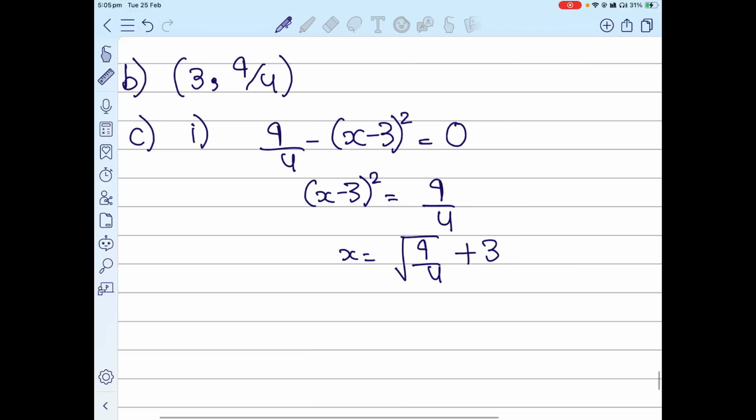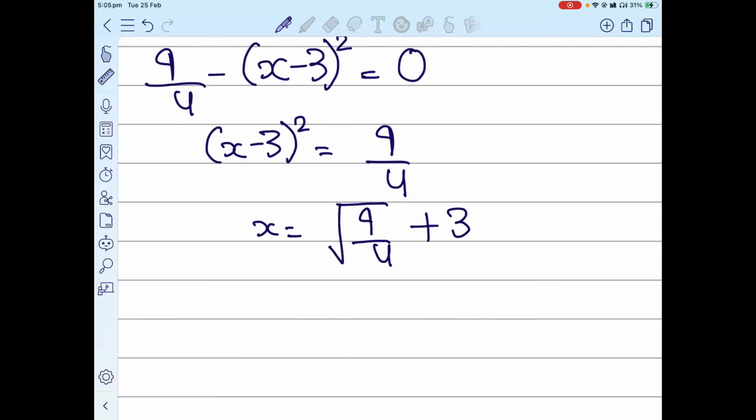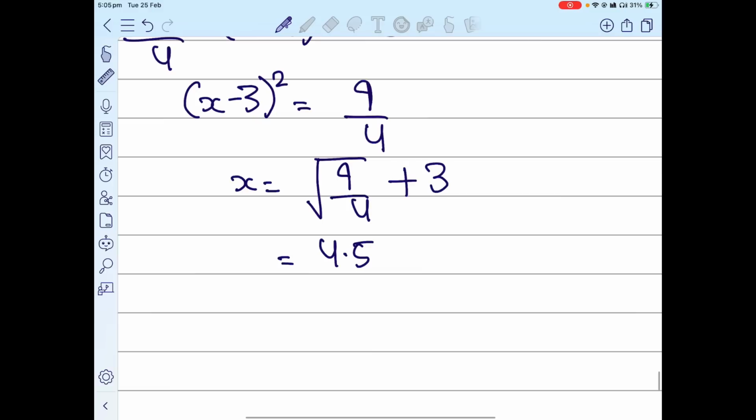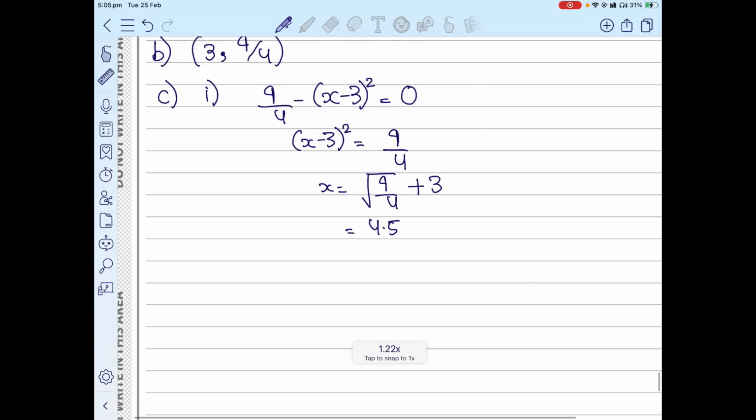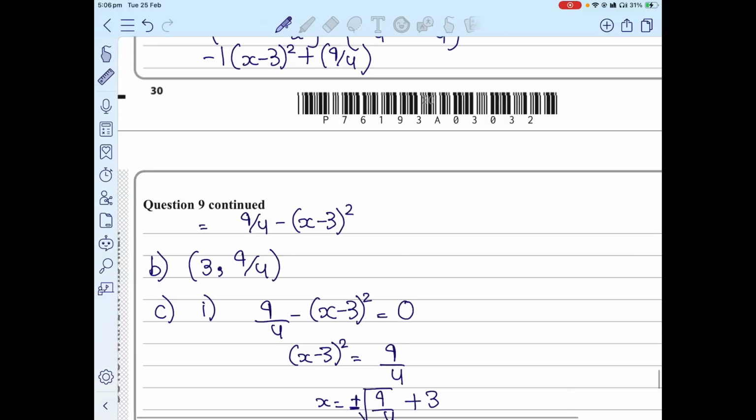Now you might be confused that the root of 9 over 4 will give positive and negative values. When you do root of 9 over 4 plus 3, you get 4.5. And if you do negative root of 9 over 4 plus 3, you get 1.5. Obviously, this is plus or minus. Let me write both of these values for you. So this will give us 1.5 and 4.5, and these are the x coordinates of the points where the curve meets the x-axis.